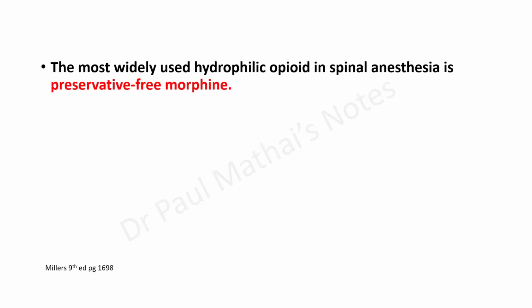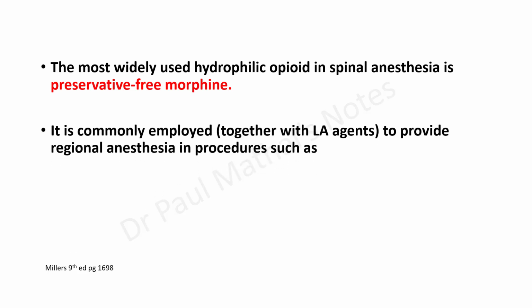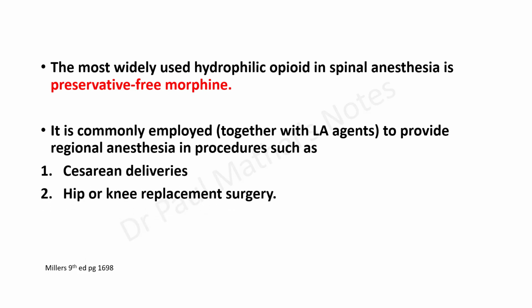We need to note at this point that the most widely used hydrophilic opioid in spinal anesthesia is preservative-free morphine. It is commonly employed together with local anesthetic agents to provide regional anesthesia in procedures such as cesarean deliveries, hip or knee replacement surgeries, and various abdominal surgeries as well.